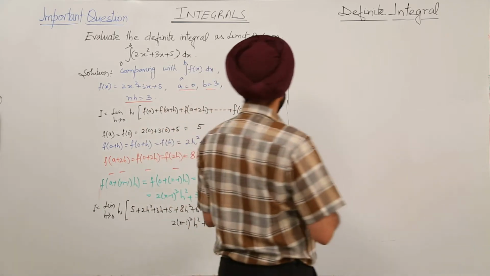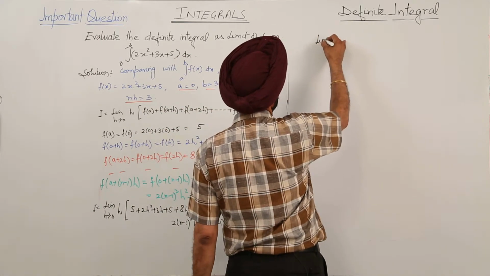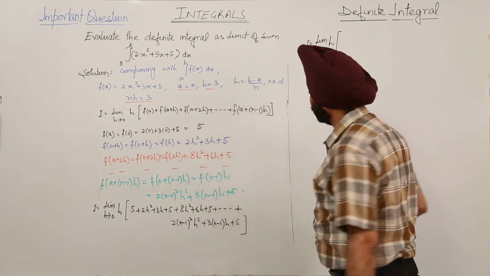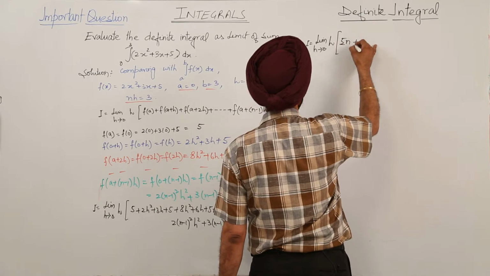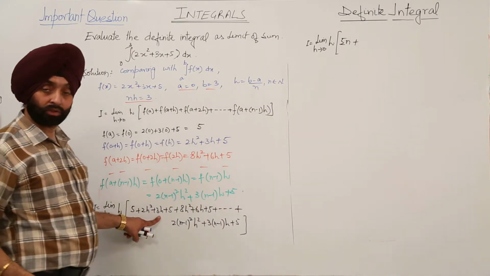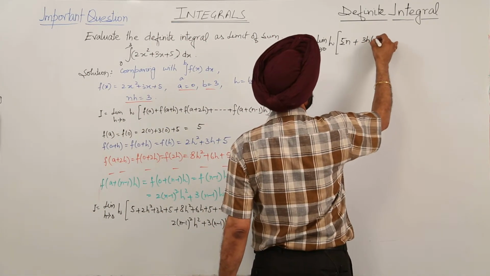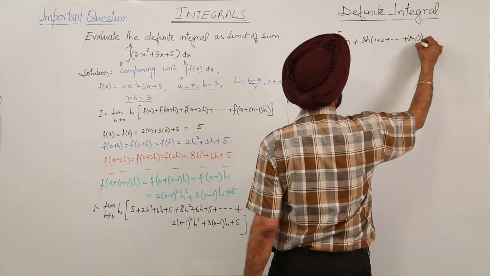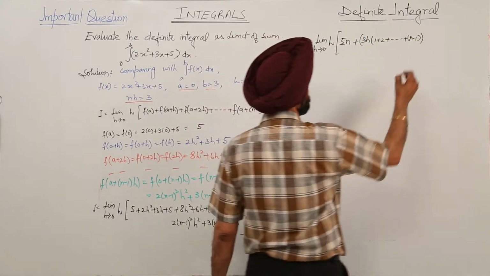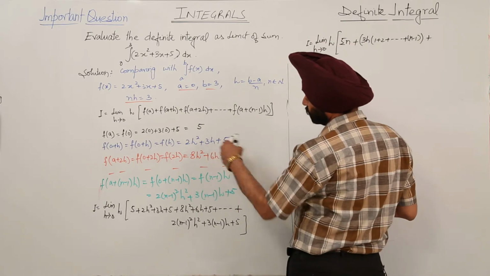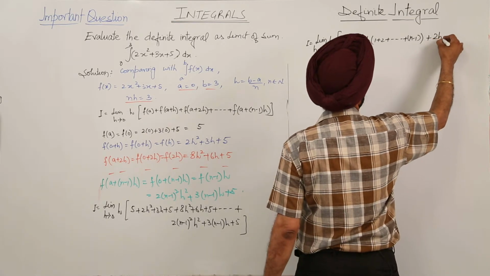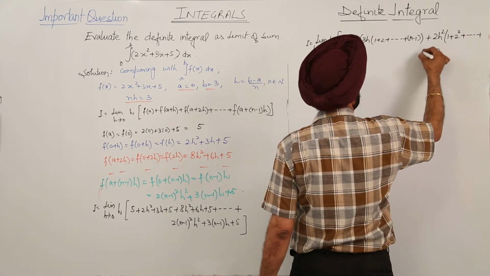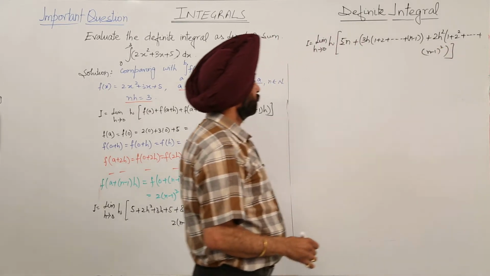Okay. Now limit h approaches to 0, h, first is 5n times, plus, now taking this term 3h as a common, we are having 3h(1 + 2 + ... + (n-1)), one thing, plus now we are having 2h² whole square, sorry, 2h², then (1² + 2² + ... + (n-1)²). Is it clear?